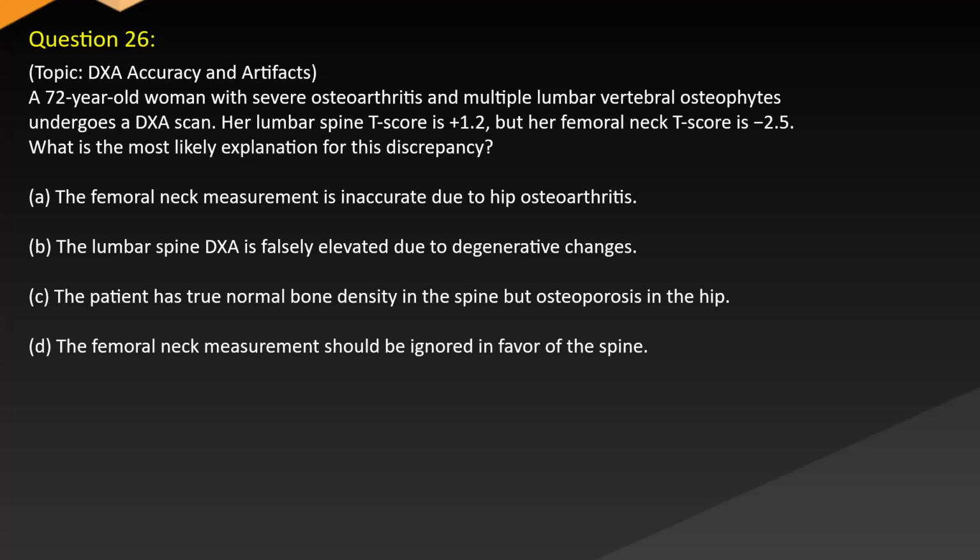A. The femoral neck measurement is inaccurate due to hip osteoarthritis. B. The lumbar spine DXA is falsely elevated due to degenerative changes. C. The patient has true normal bone density in the spine, but osteoporosis in the hip. D. The femoral neck measurement should be ignored in favor of the spine.